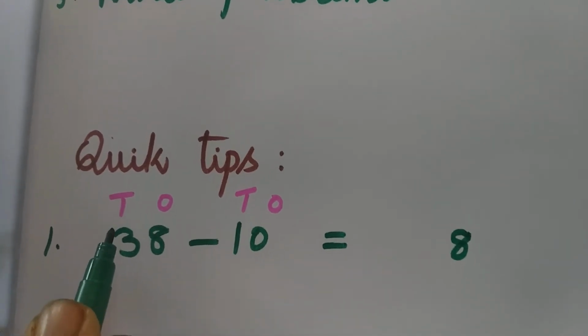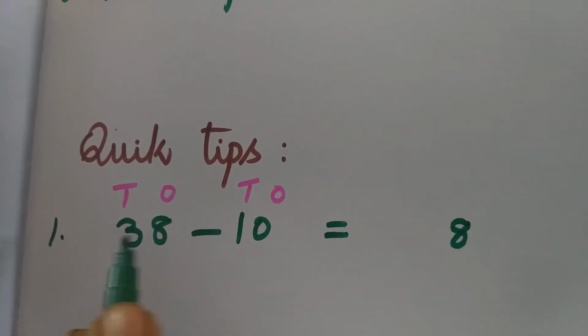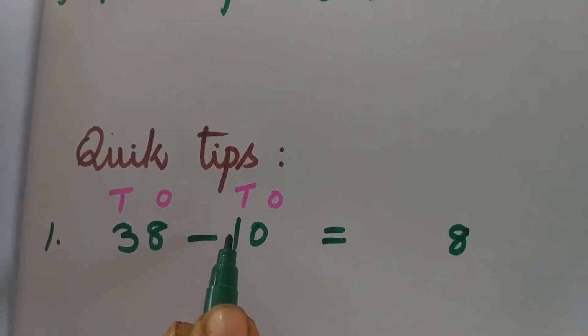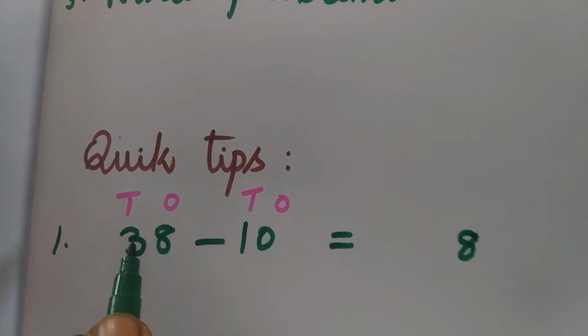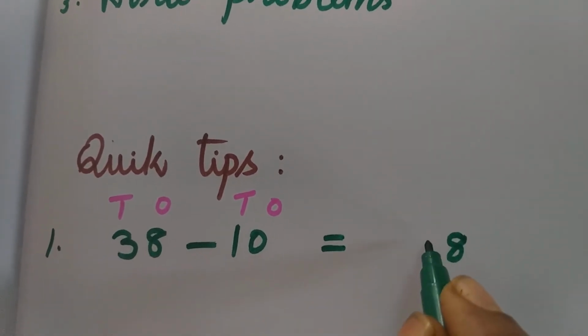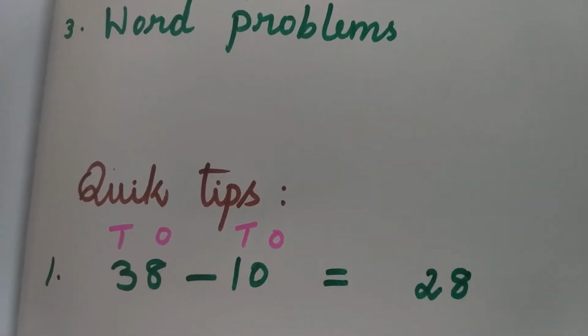Now you want to do the subtraction for the tens place. See here, we have 3 tens and here we have 1 ten. So what do you want to do? You want to subtract 1 from the tens place. So 3 minus 1, 2.